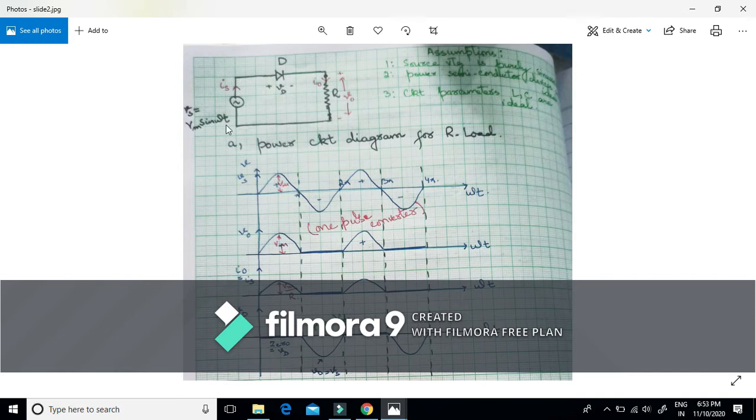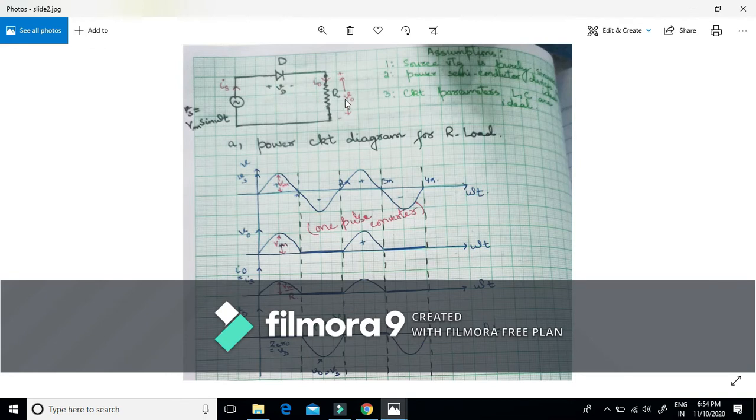Since we have to convert AC to DC, at the input side we have one source voltage that's represented by Vs is equal to Vm sine of omega t. This is one diode, a semiconductor switch used for rectification, and since we are using diodes, the rectification here will be uncontrolled rectification. This is the resistive R load.